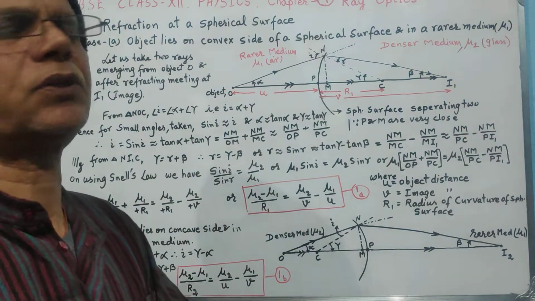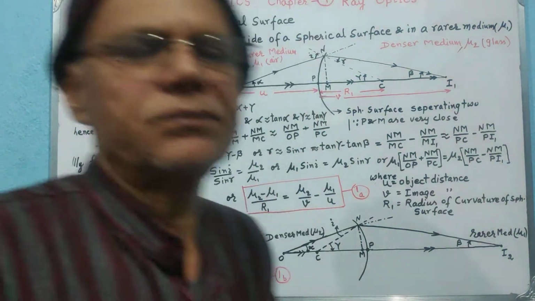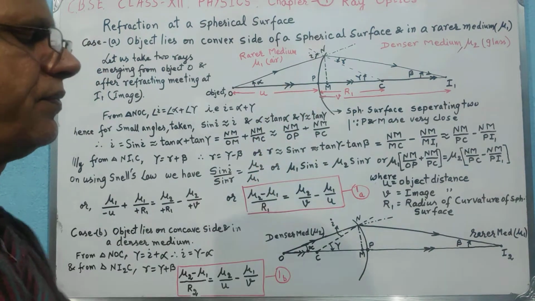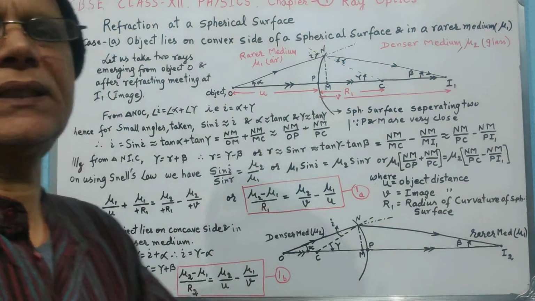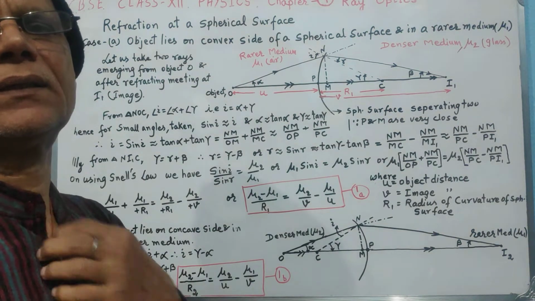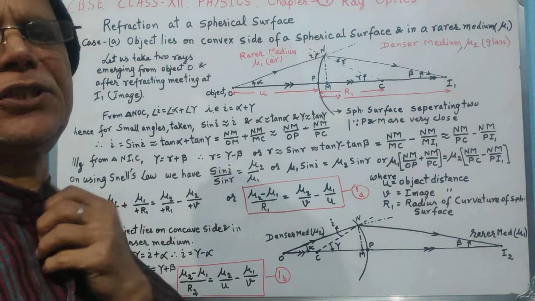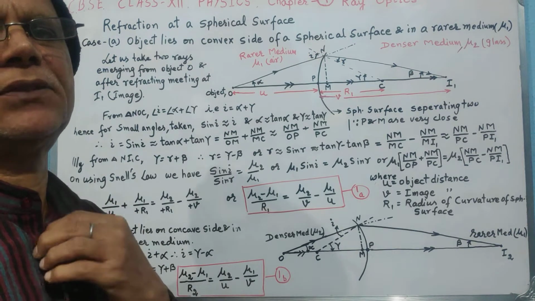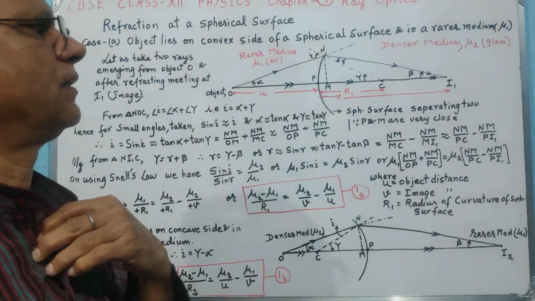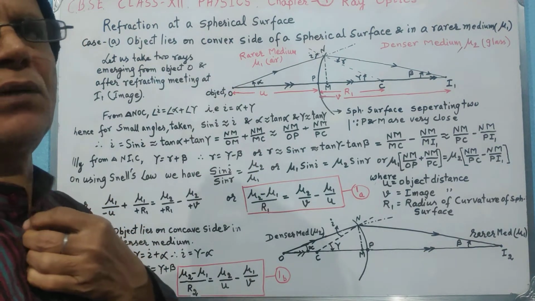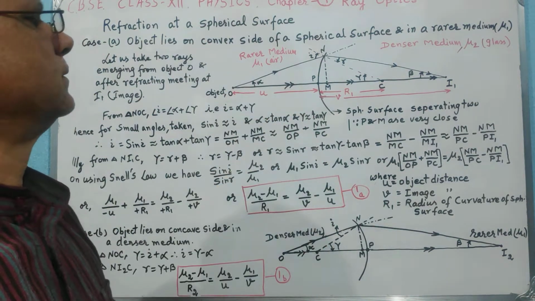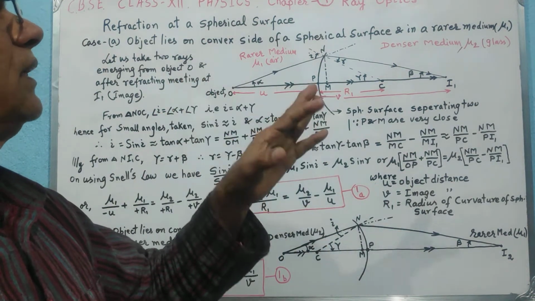Today we are going to talk about the expression for refraction at any spherical surface. But before we really talk about it, I would like to revise the meaning of image and types of image. If any object is placed in front of, say, a lens or a mirror or any spherical surface, then its image is formed somewhere.